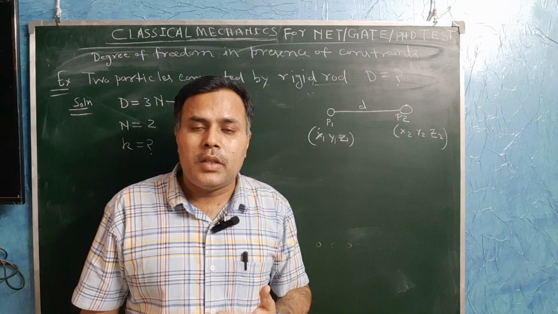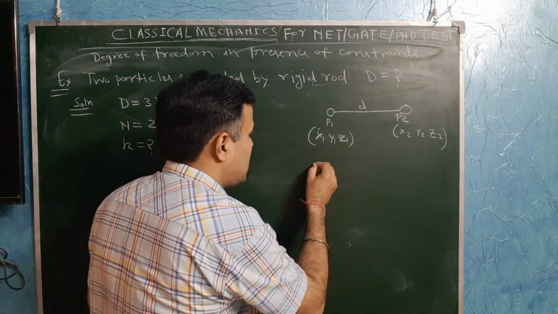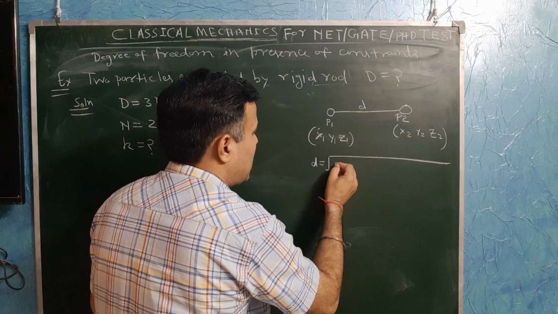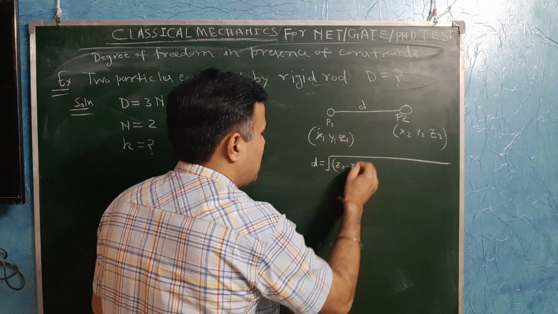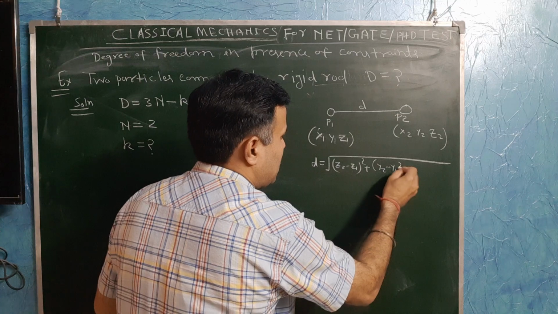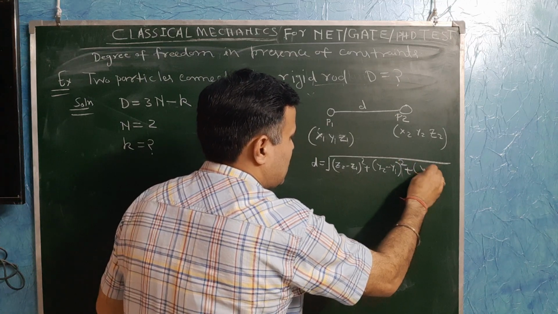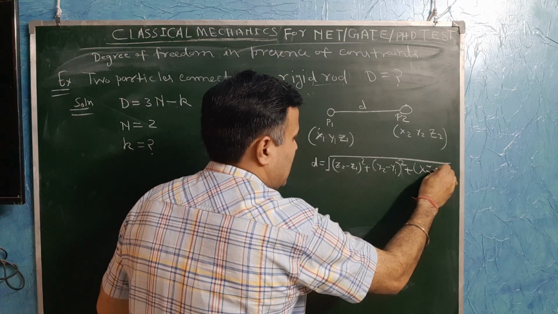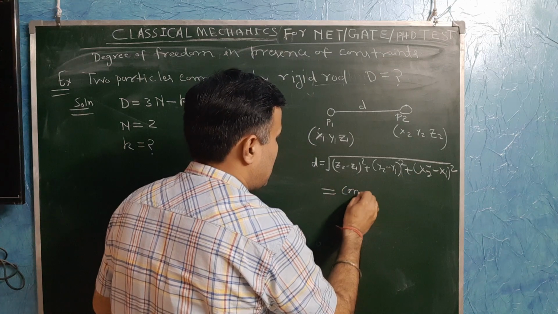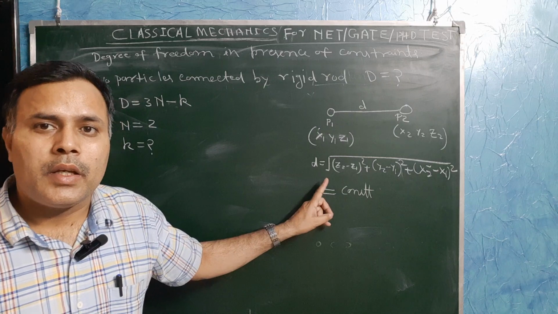And how to find out the distance? By simply 10th class maths, which is D, the distance between 2 points, is simply Z2 minus Z1 squared plus Y2 minus Y1 squared plus X2 minus X1 squared, which is constant. So this is the equation of constraint.